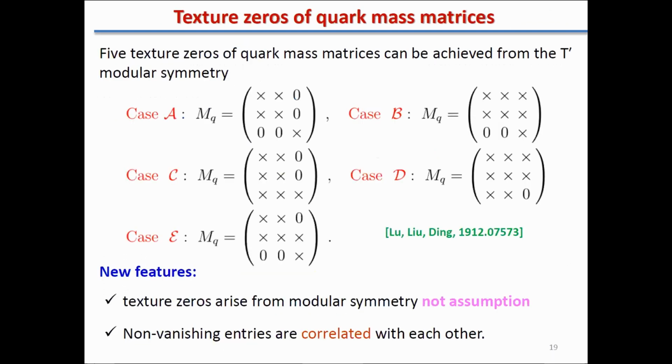And in this way, from n equal to 3, the lowest case, we can generate five texture zeros of the quark mass matrix. We name them A, B, C, D, E, up to permutation of rows and columns. This is different from the previous approach, which produced texture zeros from an appealing flavor symmetry U(1). Now the texture zeros come from the mathematical structure. They are protected by the mathematical structure of modular symmetry, by the structure of modular forms, not assumptions. And the non-vanishing elements, the crossed ones, are correlated with each other, not arbitrary. In the previous U(1) flavor symmetry approach, they are arbitrary.